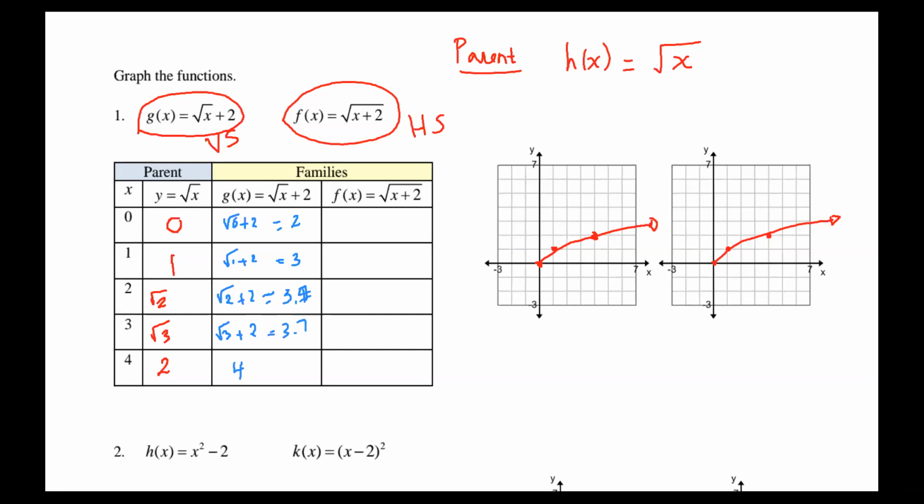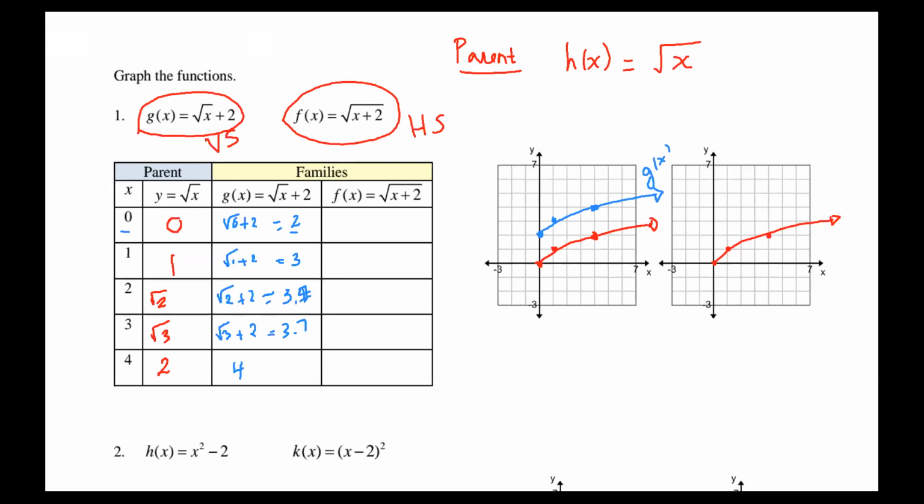So the points are 0, 2. So let's put 0, 2. Then 1, 3. And then I'm going for 4. So it's easy, I'm just trying to make it easier with the whole points. So the graph goes like this. So if you look at that, that is the vertical shift. We added 2, so we moved the graph of g of x 2 units up because it's the vertical shift.